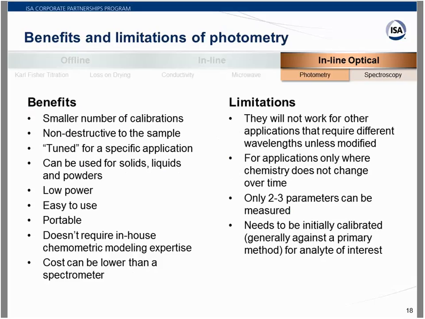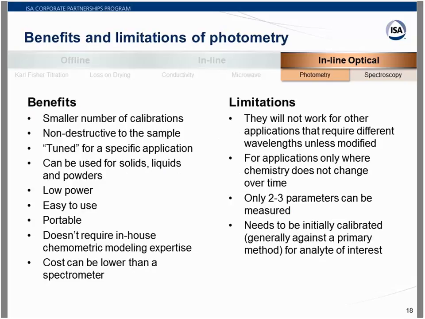Benefits of photometers: they require less calibration. They're non-destructive. They can be tuned via their full intensity for specific applications. Applicable for solids, liquids, powders. They're low power. They can be portable. They don't require a model built up, and cost lower than a spectrometer.